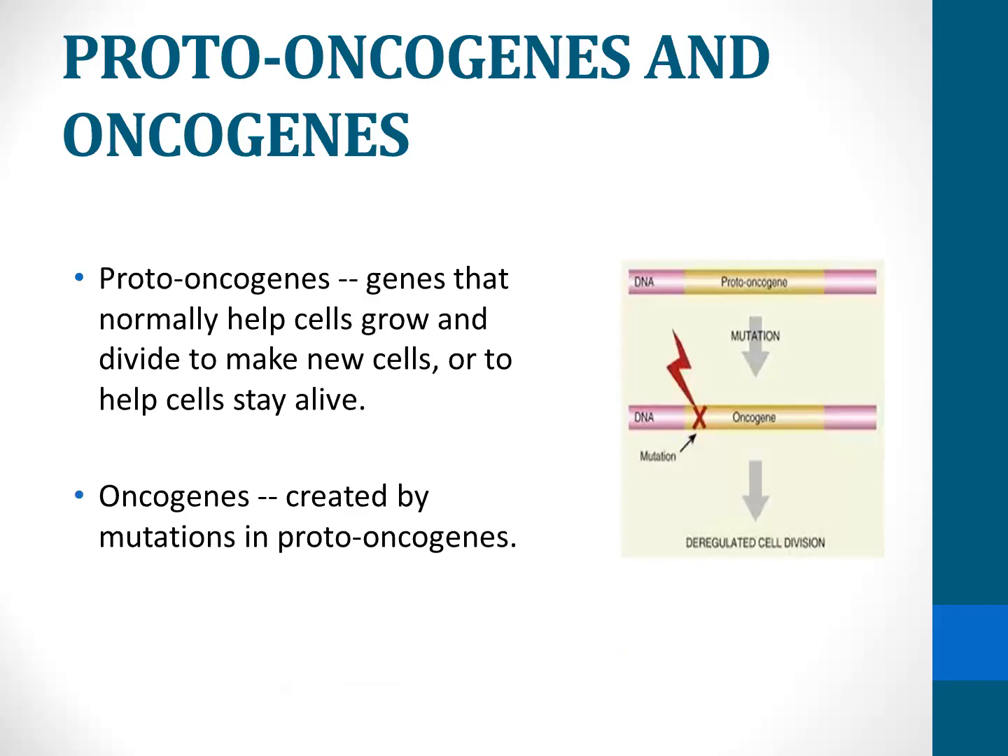Now, proto-oncogenes are genes that normally help the cells to grow and divide, to make new cells, and to stay alive. So these are necessary for growth and survival of the cells in the body. Oncogenes are formed when there are mutations in proto-oncogenes. The proto-oncogene is a normal regulatory gene, and when it is mutated, it becomes an oncogene.